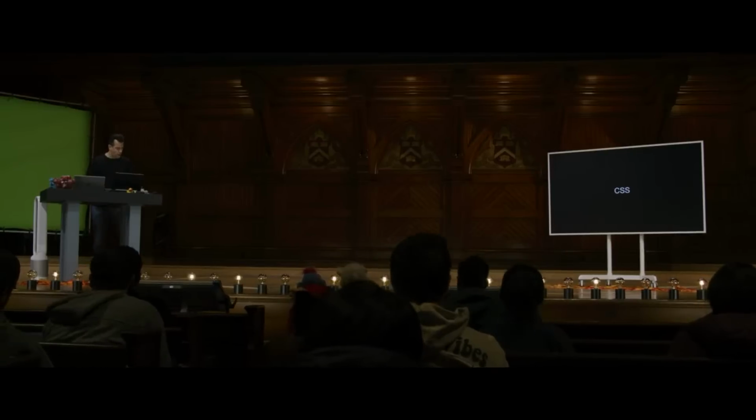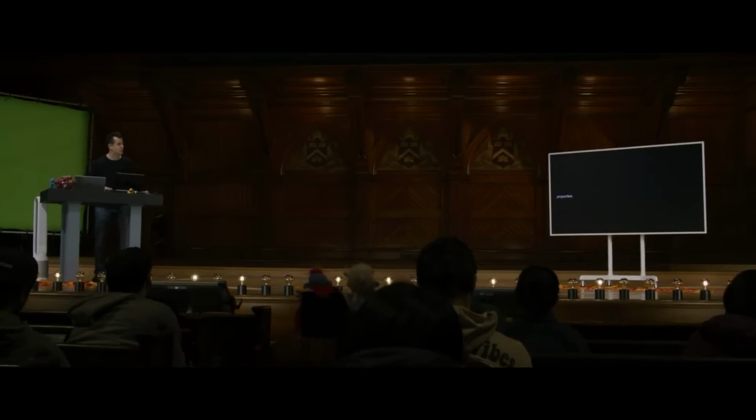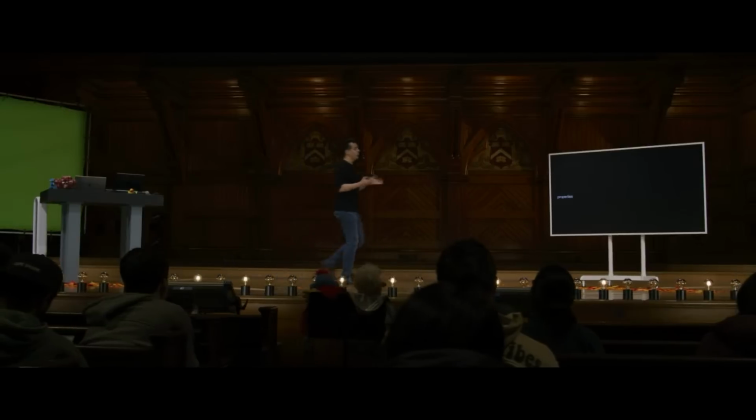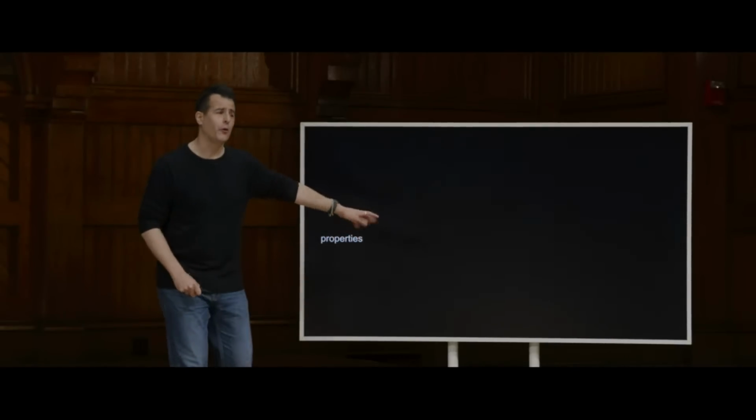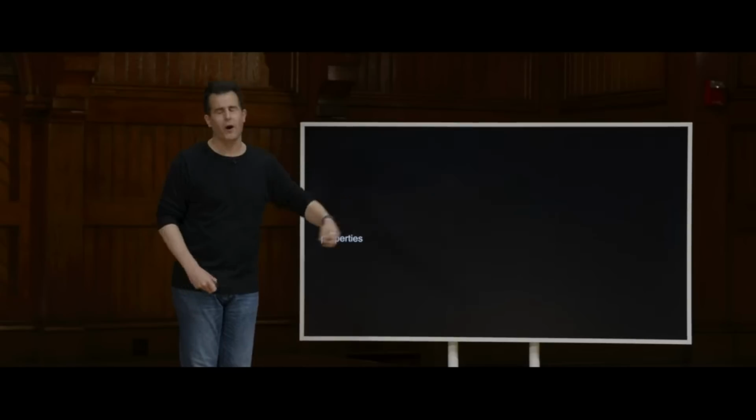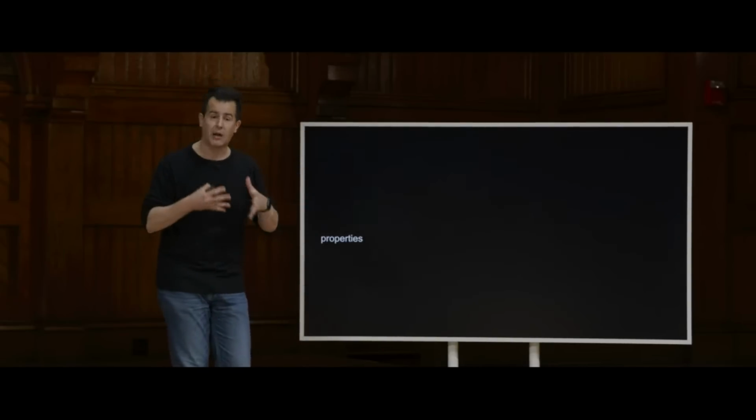So let me propose that there are some additional terms to know. In the world of CSS, we're again going to have key value pairs. In this world, they're called properties instead of attributes. Why? It was invented by different people, but it's the same kinds of ideas.